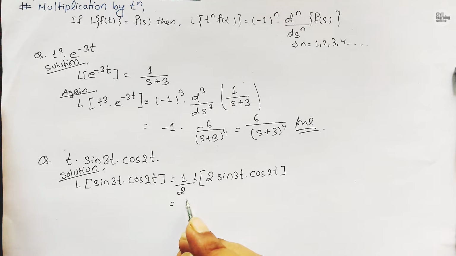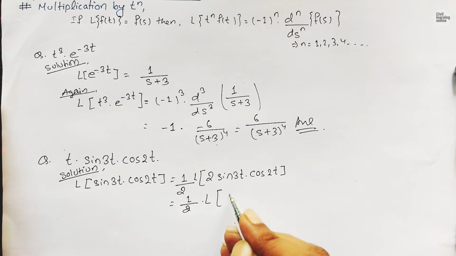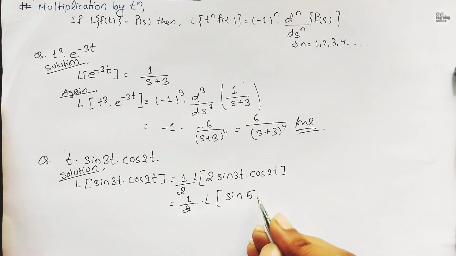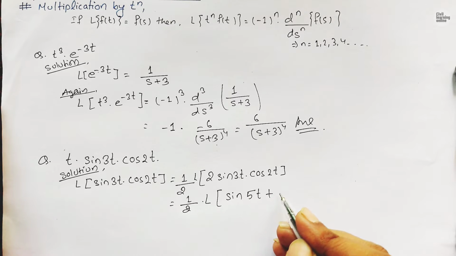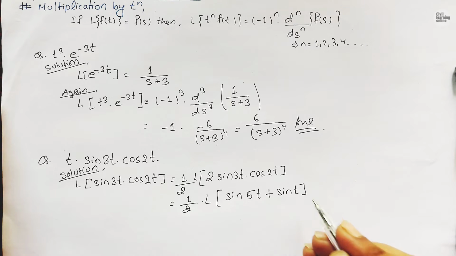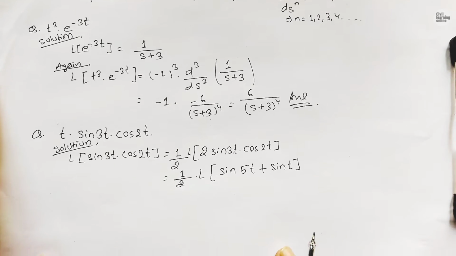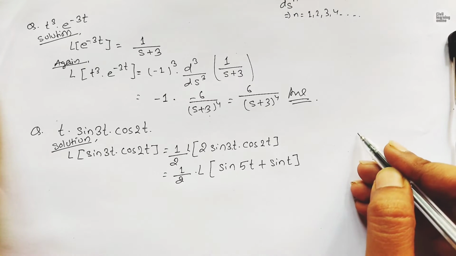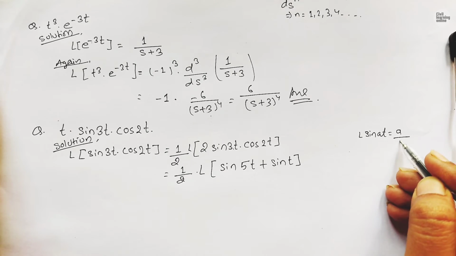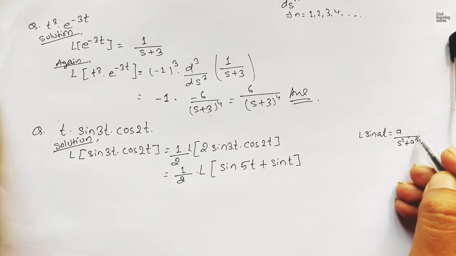So we have the formula 1 upon 2, sine a times cos b will be equal to Laplace transformation of sine (a plus b), meaning 2t plus 3t is 5t, plus sine (a minus b), meaning 3t minus 2t will be equal to t. Now we also know the formula of sine at. We know that Laplace transformation of sine at equals a upon s square plus a square.